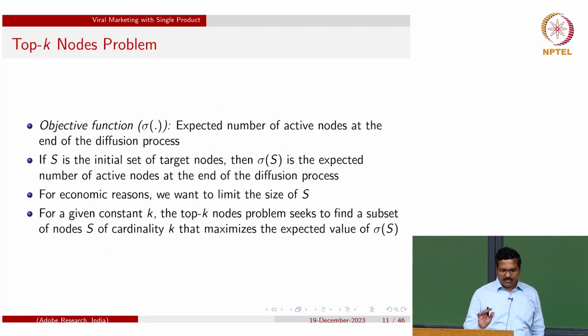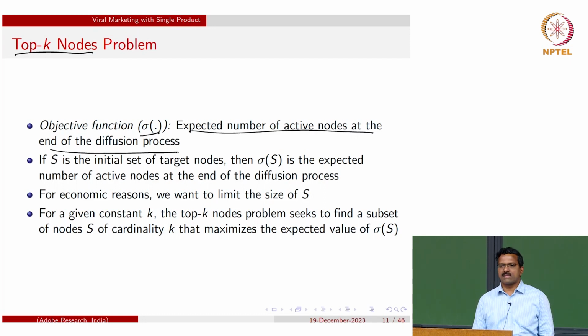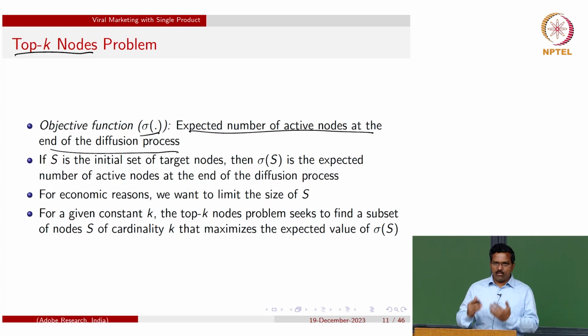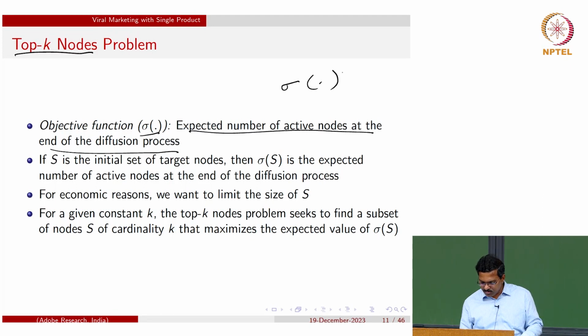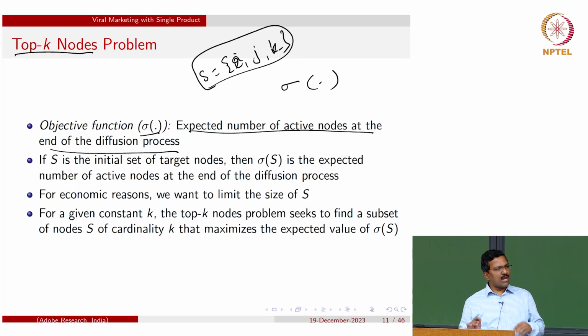So now we are defining the influential nodes problem more formally. We call it the top k nodes problem. The objective function, we call it sigma, is the expected number of active nodes at the end of the diffusion process. If you use the linear threshold model to capture how information spreads from one node to the other, then sigma is your objective function. Suppose you activate a set of nodes, some i, j, k, something like that. Call all these nodes S. All the nodes in S are activated. Sigma of S is nothing but the expected number of active nodes at the end of the diffusion process.